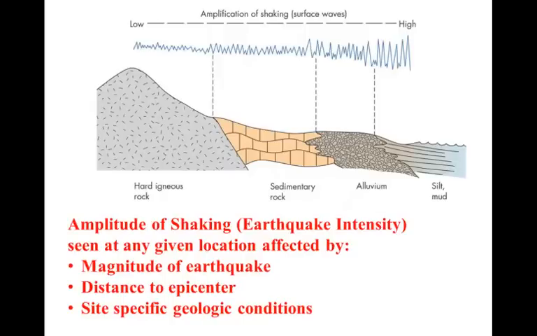So in the second part of the lab, we're going to be looking at how the amplitude of ground shaking and the intensity of damage from the earthquake varies as a function not only of how strong the earthquake was and how close a given location is to the epicenter, but also what types of geologic materials are found at that particular location. In other words, the amplitude of shaking that you see at any given site is affected by the types of geologic materials those seismic waves are passing through.